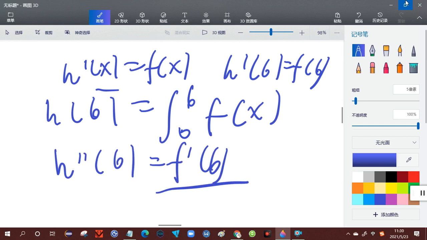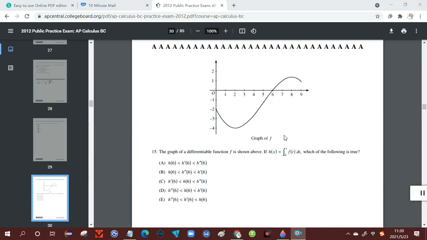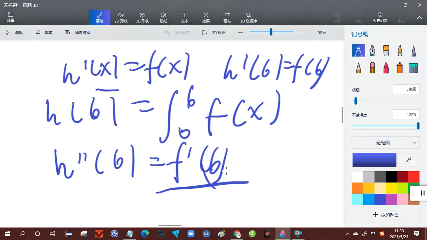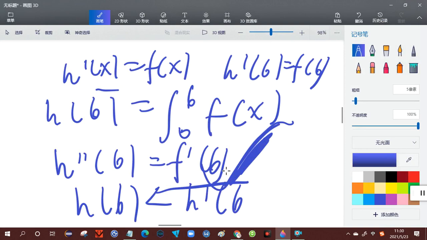After we transform them, let's look at them one by one. We know that h(6) is the area from here to here, which is the place I showed. So it's definitely a negative value. And h'(6) is the slope here, which looks like this. Let me draw it for you. It is like this, which is definitely positive. So we can easily draw a conclusion, which is equivalent to choice A.